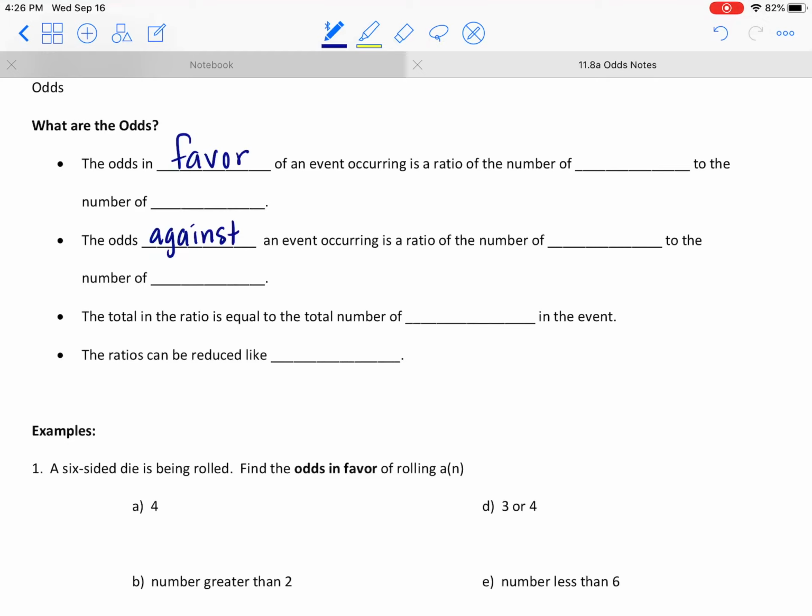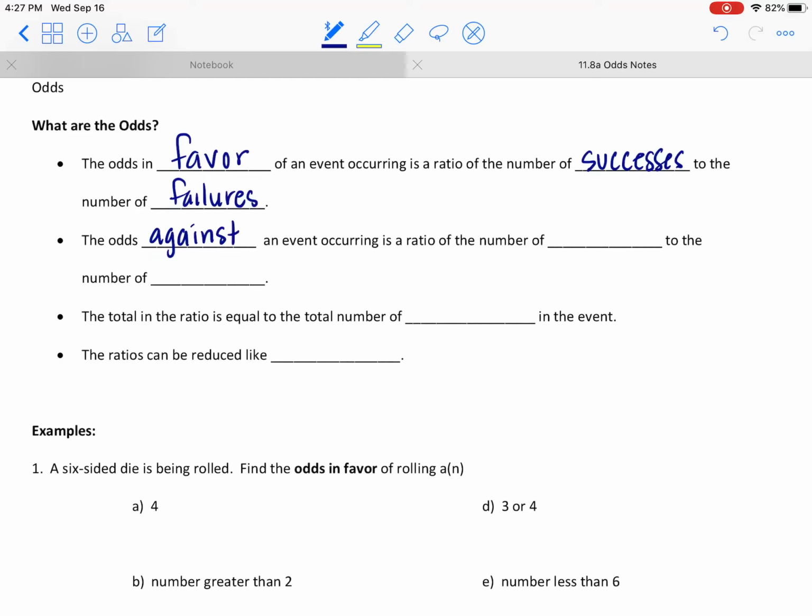So the odds in favor of an event occurring is going to be a ratio, a number and then a colon and then another number, of what we're going to generalize as successes to failures. That is, things we want to happen versus things we don't want to happen. So we'll call the things we want to happen successes, and the things we don't want to happen, which would be not a success, a failure.